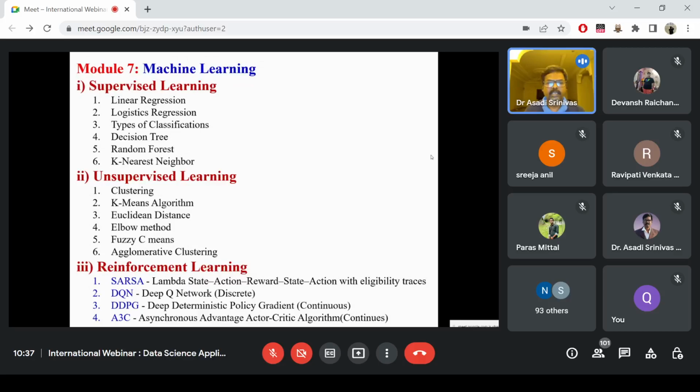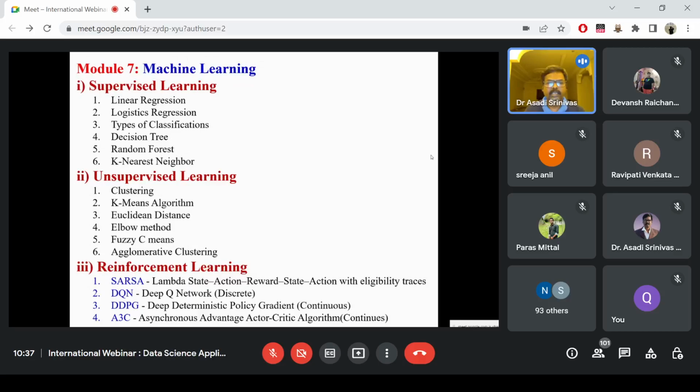In deep learning, the major techniques I am going to cover are convolutional neural networks, recurrent neural networks, long short-term memory networks, and deep neural networks, and various frameworks like VGG16, ResNet, GoogleNet, XGBoost.